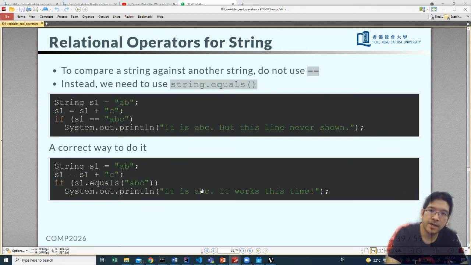Now, to compare a string against another string, please don't use the relational operator double equals. If you use a single equal, it does not work, because that means the assignment operator, which assigns the things on your right-hand side to your left-hand side. It never works. If you use a double equal sign, this also does not work. A correct way to compare strings is using the string dot equals method. So s1.equals("ABC"). Now this one will work.